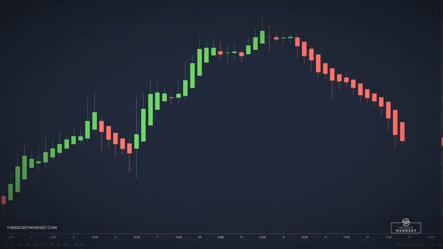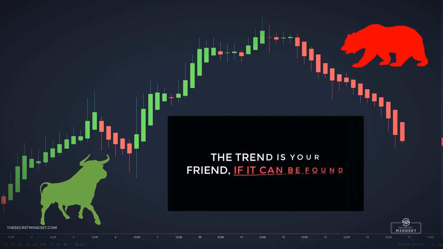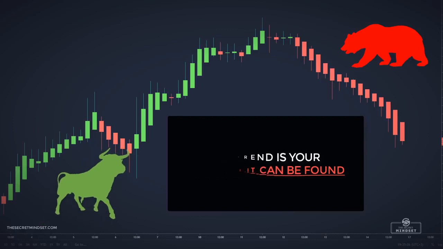Have you ever heard of the phrase, "the trend is your friend," when trading or investing? Sure you have. Of course, most profits are generated when markets are trending, but I have to disagree with this quote. The correct phrase is "the trend is your friend" if it can be found. If you cannot tell if a market is trending or not, the trend has no use to you. You cannot profit from it.